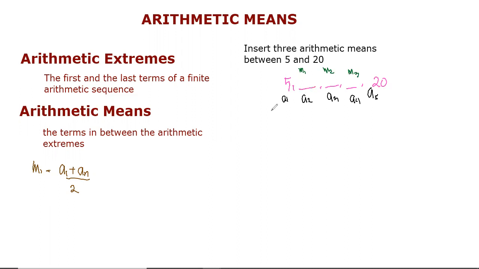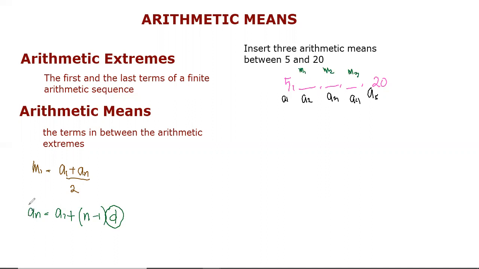So, first thing we need to do is to get the common difference of this arithmetic sequence. Paano ba natin kinukuha yung common difference? So, we have the general rule of our arithmetic sequence. We have a sub n is equal to a sub 1 plus n minus 1 times d. Okay, so we need to find the common difference as d. Tama po.